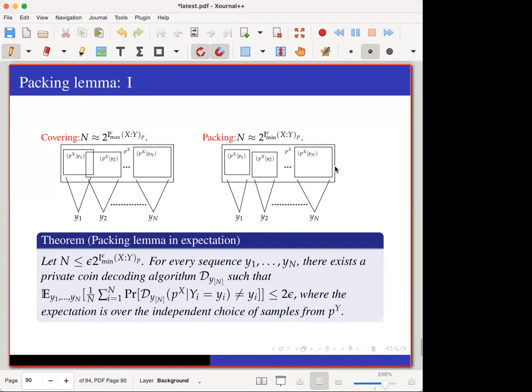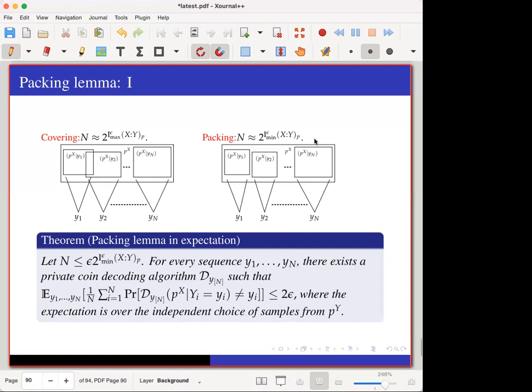In packing, I want the boxes to be disjoint. So what are boxes? These are the conditional probability distributions. I want to say that the conditional probability distributions are pretty distinct from each other. Sure, they can have some overlap, but the overlap is in a very, very tiny probability. So they're almost disjoint from each other, so they're distinguishable from each other. That's why the name packing.